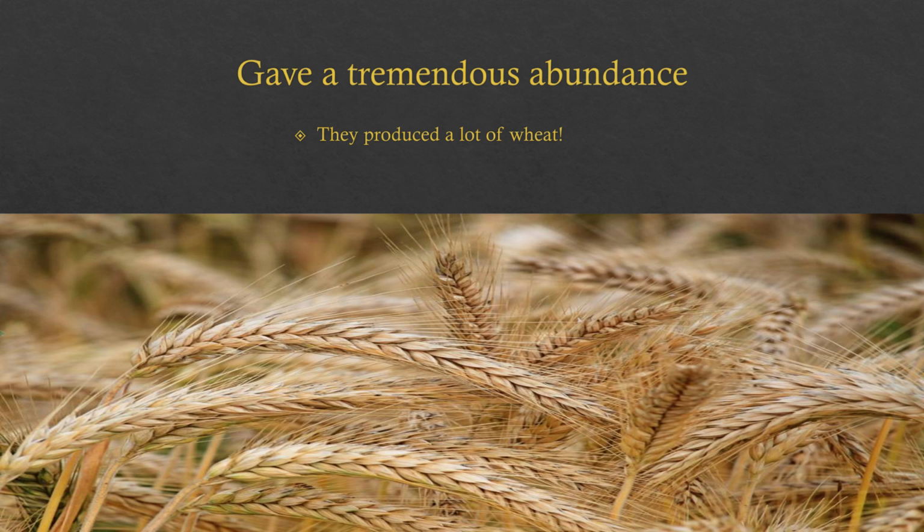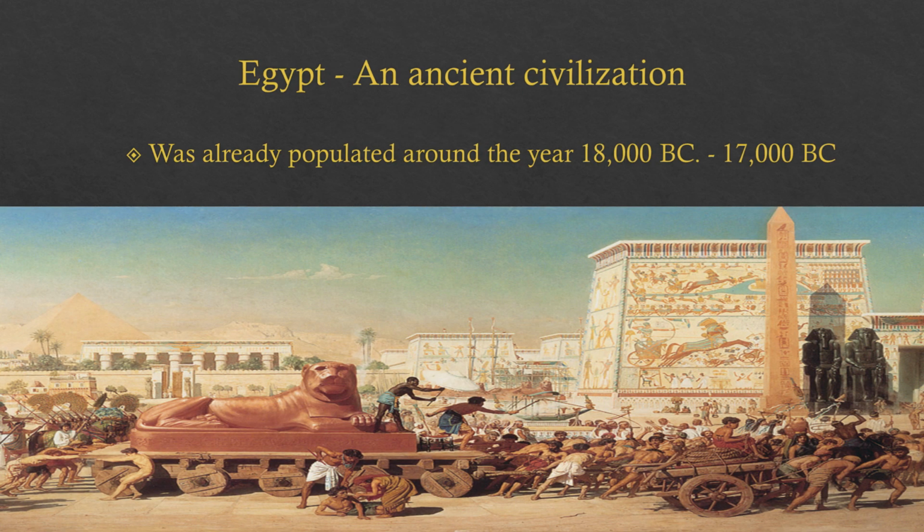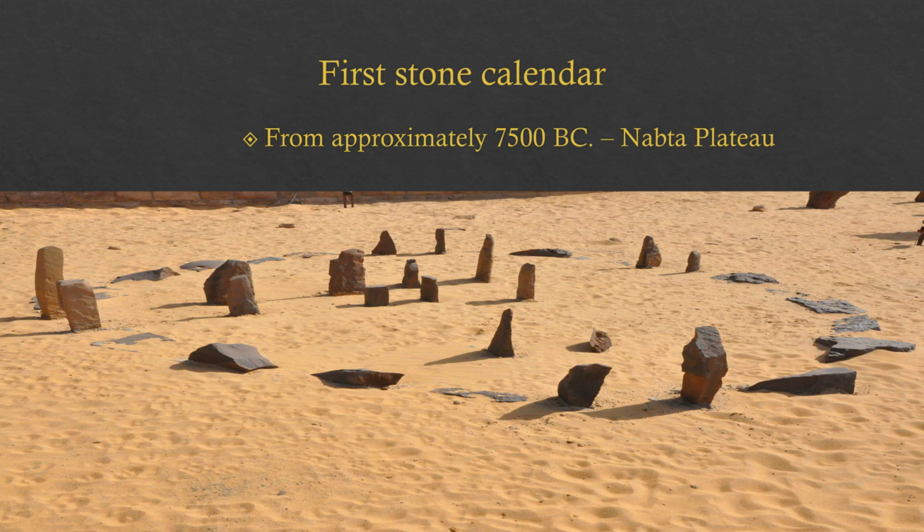It gave a tremendous abundance of, for example, wheat, which then led in fact to a larger and larger population. The area Egypt was already populated around the year 18,000 BC to 17,000 BC. We can see in Egypt, for example, the first stone calendar, the Nabta Plateau, from approximately 7,500 BC.